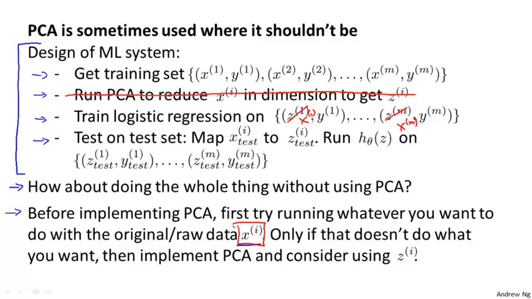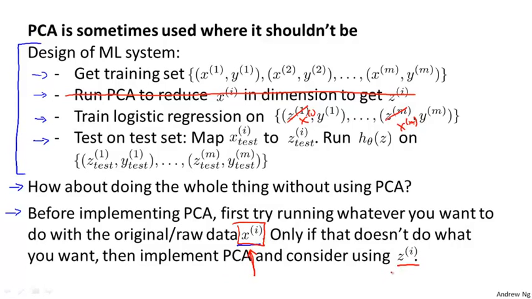And I would recommend, instead of putting PCA into the algorithm, just try doing whatever it is you're doing with the x(i) first. And only if you have a reason to believe that doesn't work. So only if your learning algorithm ends up running too slowly, or only if the memory requirement or the disk space requirement is too large, so you want to compress your representation. But only if using the x(i) doesn't work, only if you have evidence or a strong reason to believe that using the x(i) won't work, then implement PCA and consider using the compressed representation.